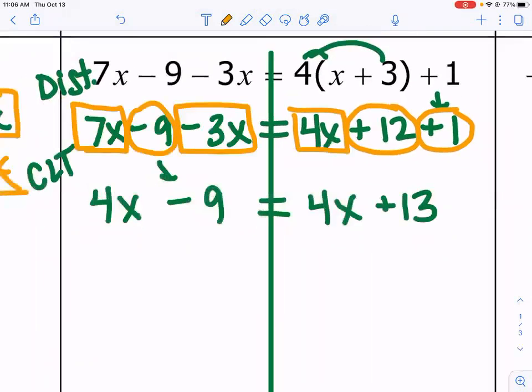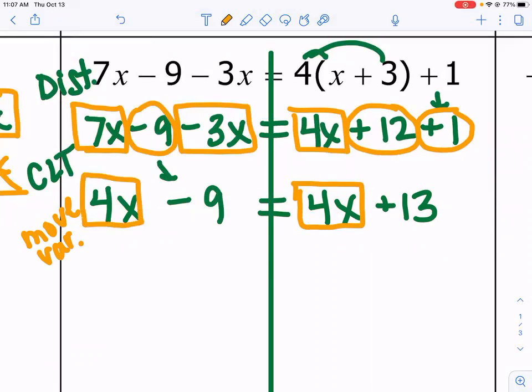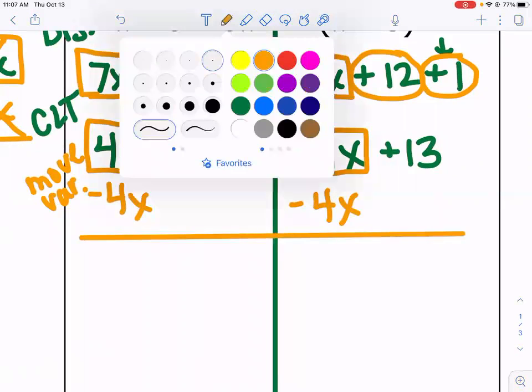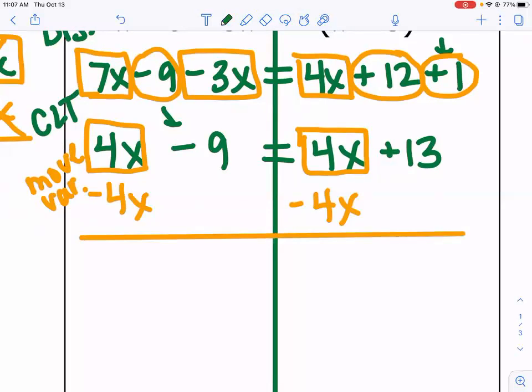All right, our next step is to move the variable. And I really like to take the variable that's on the right and move it over to be with the variable on the left. So if I have a positive 4x over here, how do I get it to the other side? So I'm going to subtract 4x from both sides. Okay, so does 4x minus 4x, do those cancel each other out? They do, and we are left with 13.